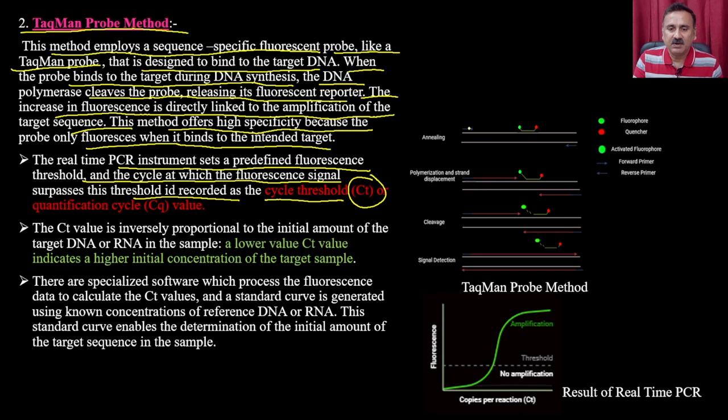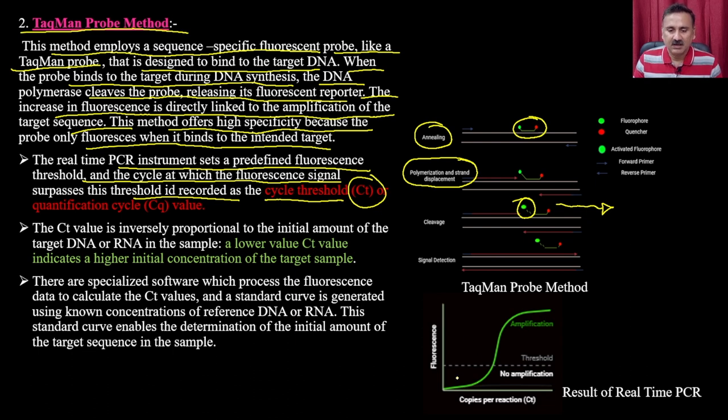So in the TaqMan method, what you are going to do is annealing. When you do annealing, your TaqMan probe is going to bind, and when there is polymerization and strand displacement, what will happen is that this fluorescent dye is going to be cleaved by the DNA polymerase, and it is going to be released into the solution, and that is going to be detected by the detection system, and it is going to be proportional to the amount of DNA being synthesized. This is exactly what you are going to see, right?